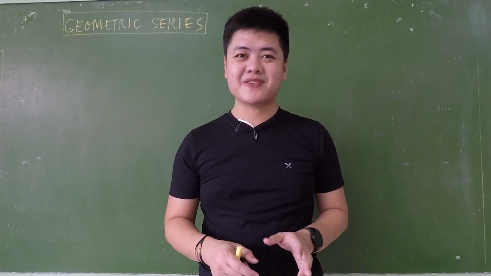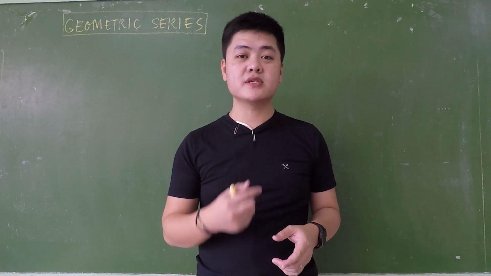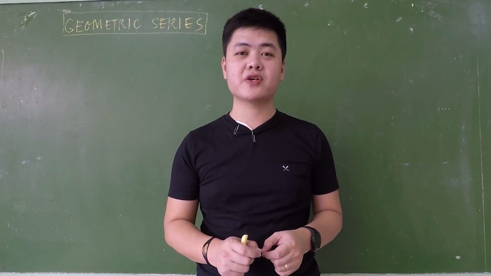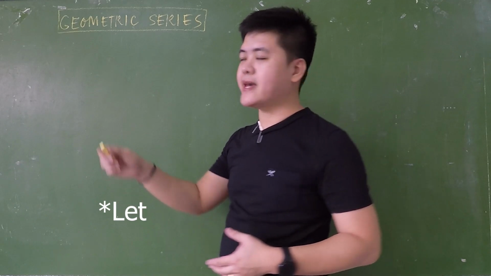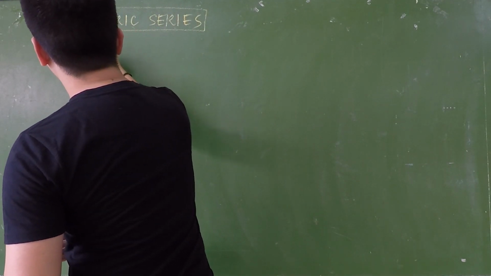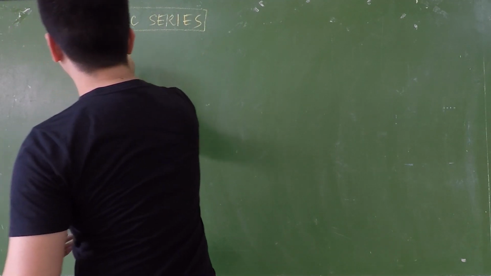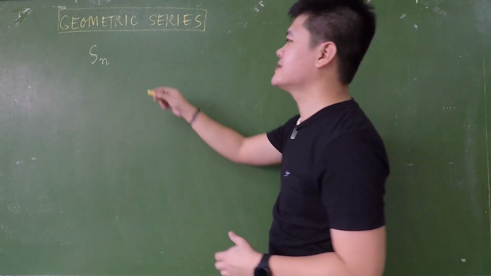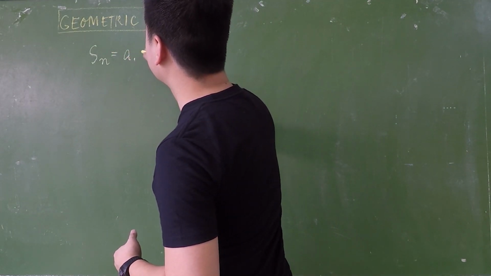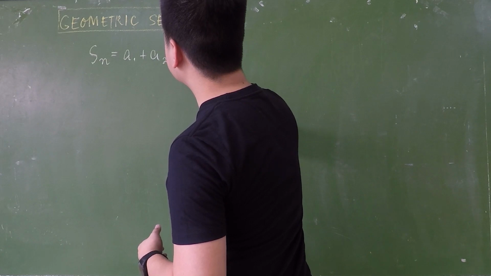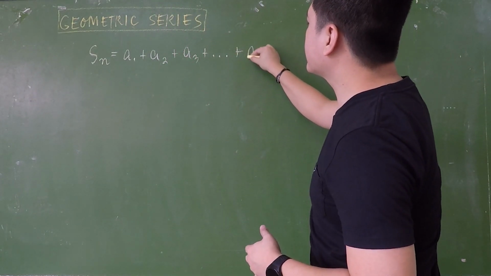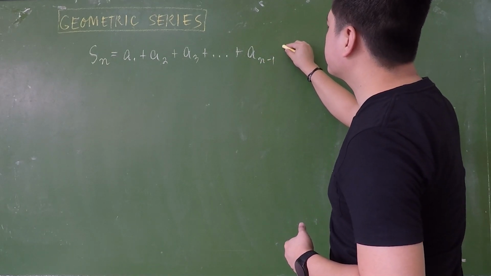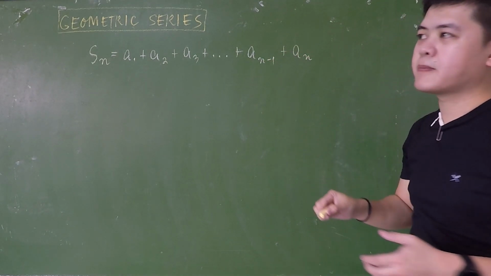Welcome to geometric series, and before anything else, let's first derive the formula for the sum of the first n terms of a geometric sequence. So we denote S sub n to be the sum of the first n terms of a geometric sequence. So ang terms niya ay a sub 1 plus a sub 2 plus a sub 3 plus and so on up to a sub n minus 1 plus a sub n.